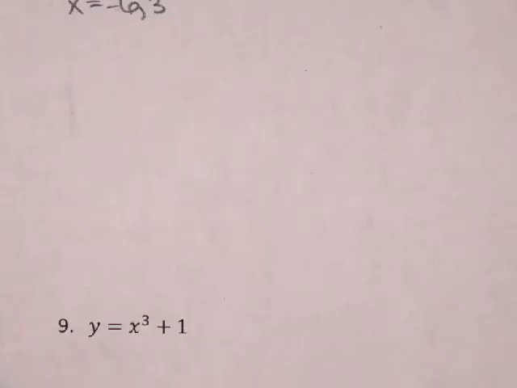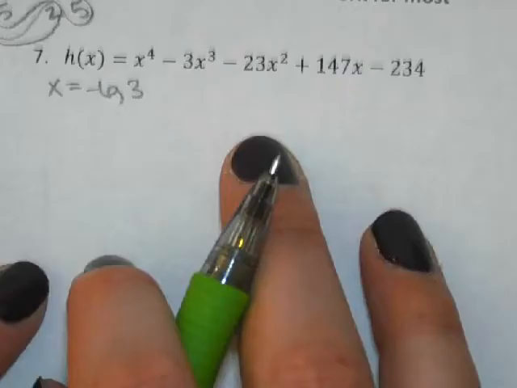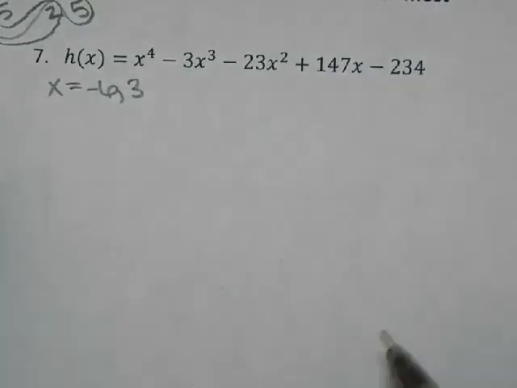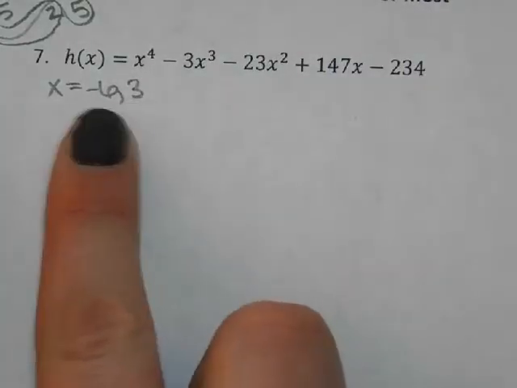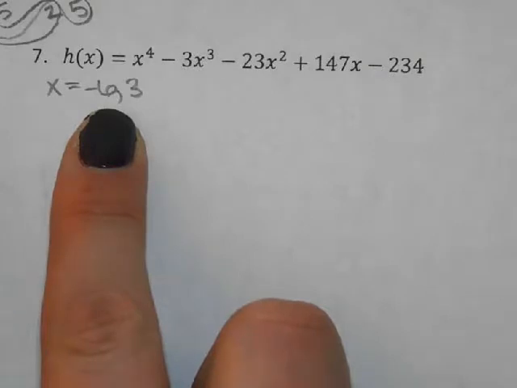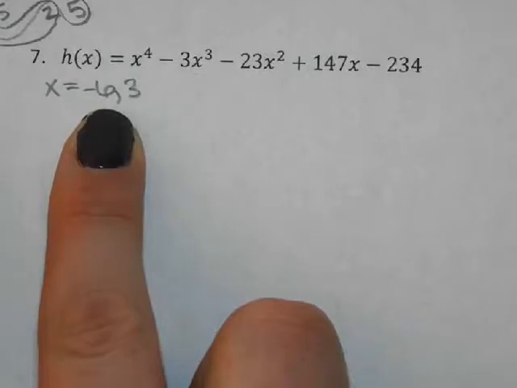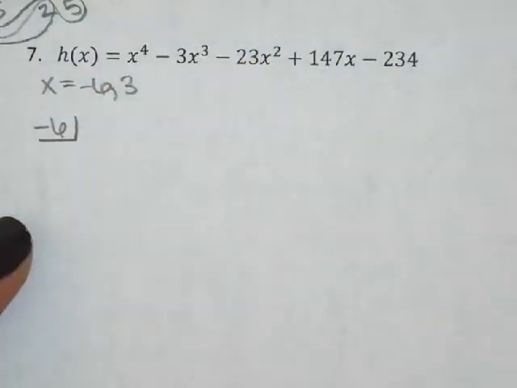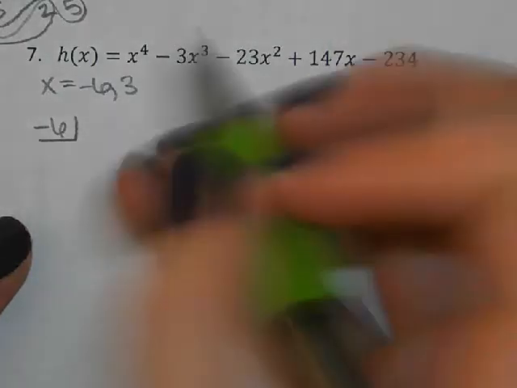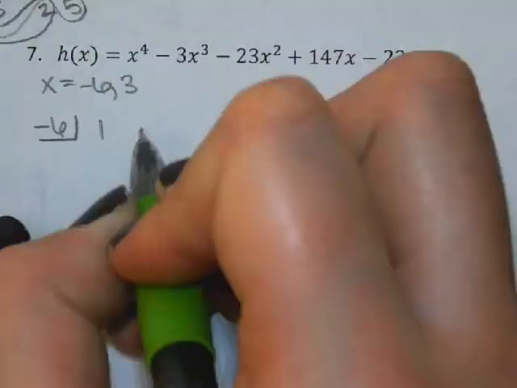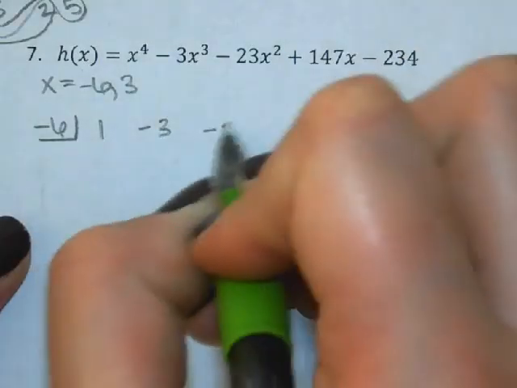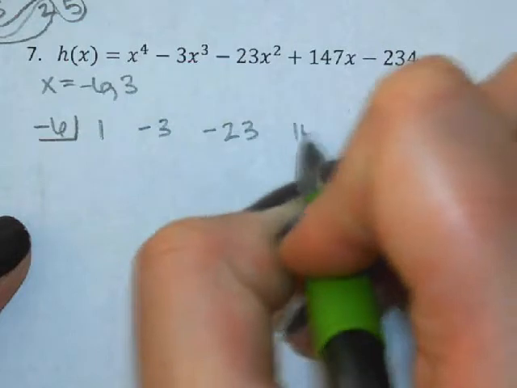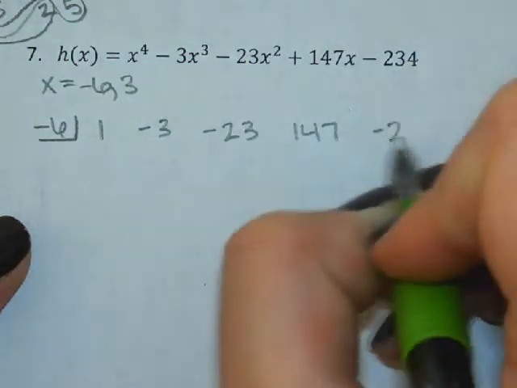Okay, so now we are mostly done with the calculators. You can use it for your computations if you need to. And then which number do we work with first? It does not matter. Which one do you guys want to use first? Negative 6. Okay, so negative 6 goes in the box. And then what do I do next? The coefficients. I write down the coefficients. So positive 1, negative 3, negative 23, positive 147, negative 234.